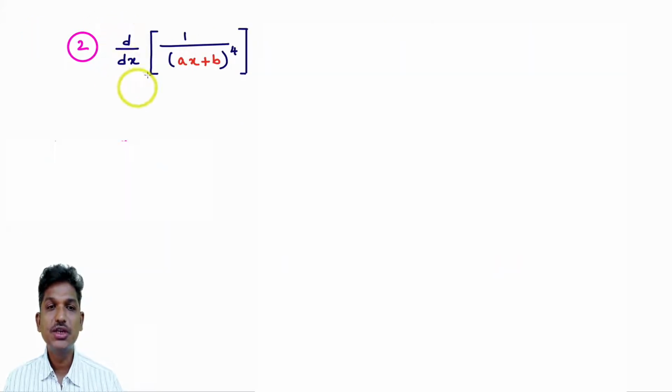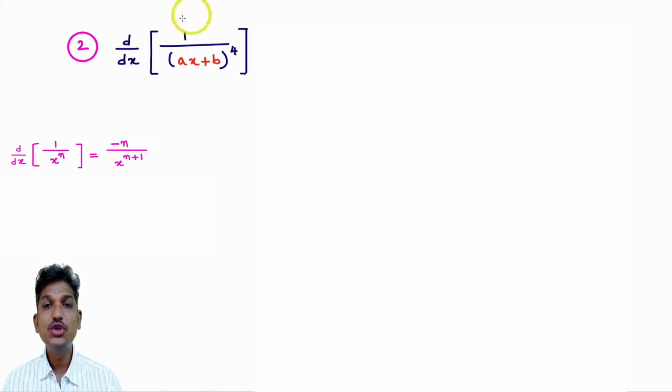You see this question number 2: d by dx of 1 divided by (ax plus b) whole power 4. We need to differentiate this. To differentiate this, we learned 23 formulas. In those 23 formulas, this looks like which formula? See, we learned this formula. Look here: derivative of 1 by x power n is minus n divided by x power n plus 1.